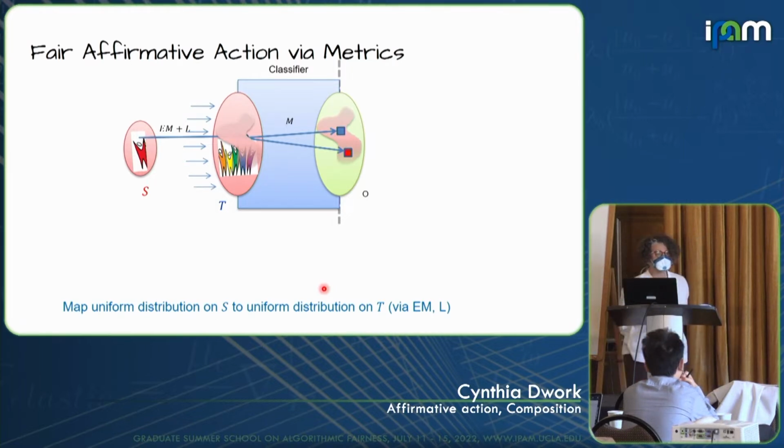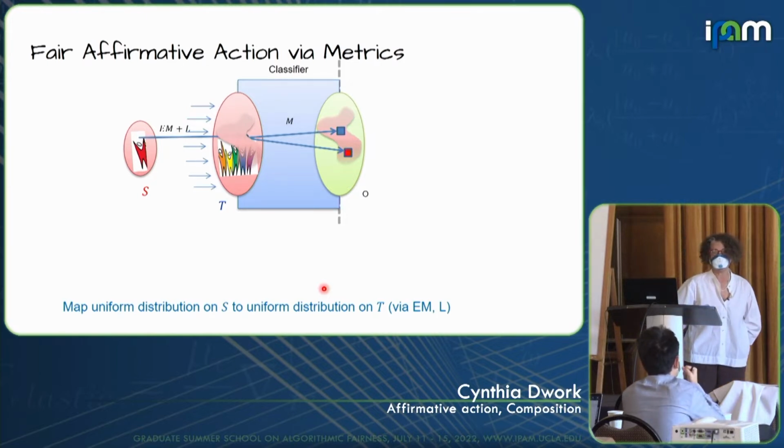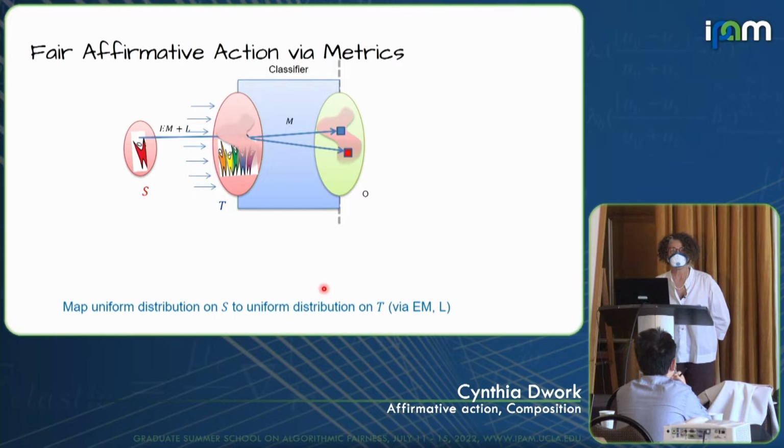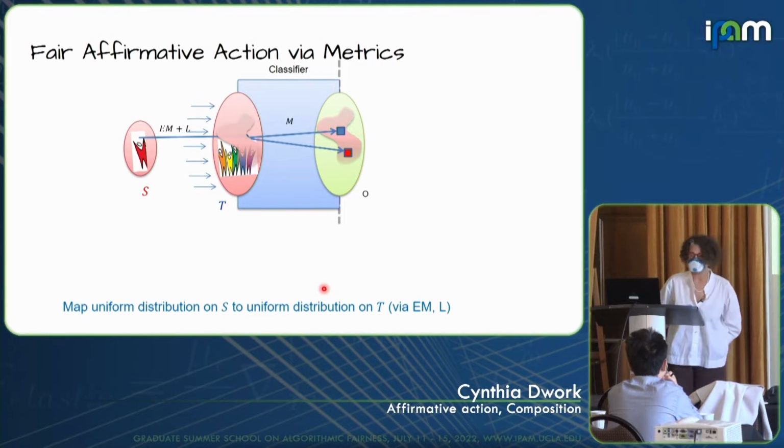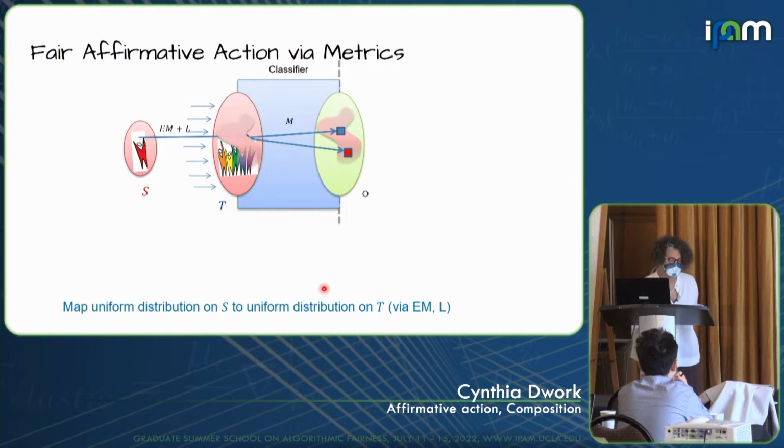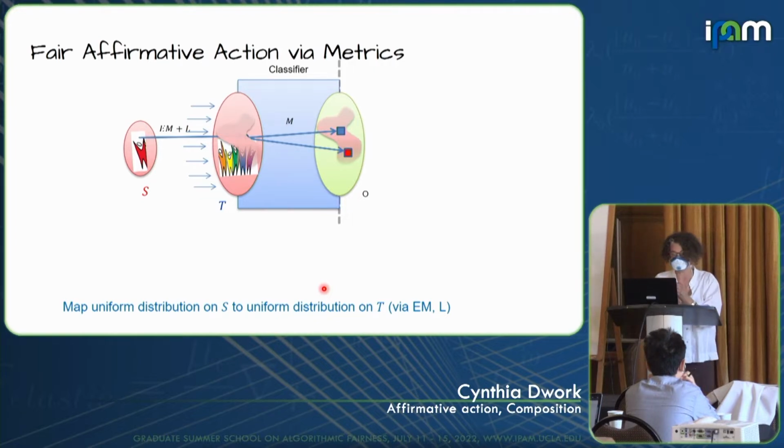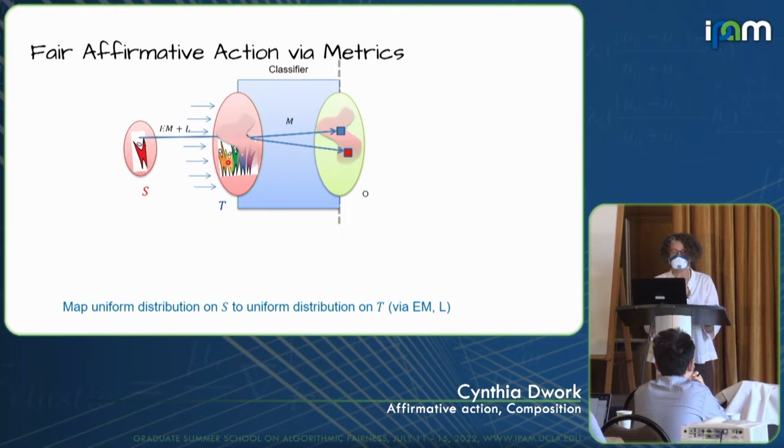We have 2 different groups, S and T, and we are going to map the individuals in S to individuals in T, and the mapping is going to satisfy the constraints of the earth mover. It's going to be a minimization, as in the earth mover linear program, and we're also going to require the Lipschitz constraints. So that means that similar people here in S will be mapped to similar distributions here in T.